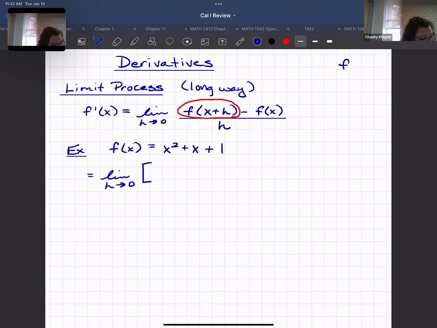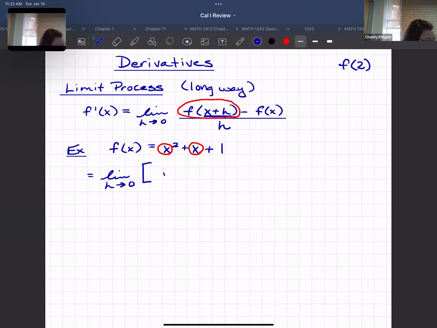What's f of 2 mean? If I say find f of 2, what am I telling you to do? Plug in 2, right? In for every x. Well, it's the same thing, but I'm telling you to plug in x plus h for every x. So everywhere I see an x, I'm replacing it with x plus h. So that's what f of x plus h means.